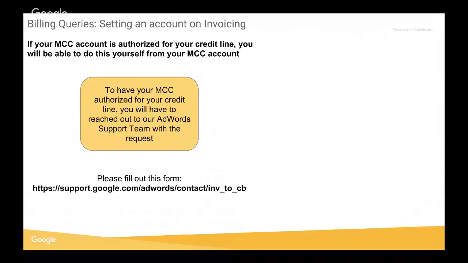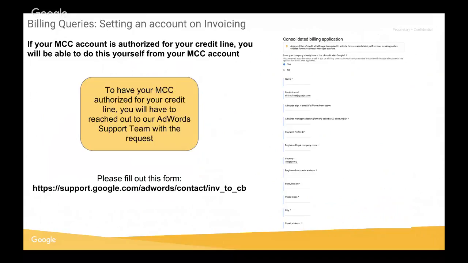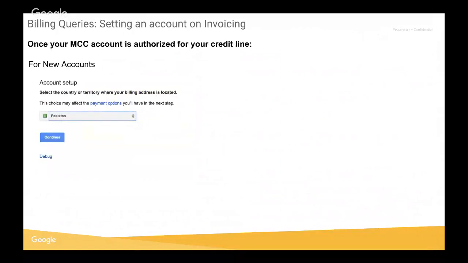In order to get the MCC authorized for your credit line, you will have to reach out to our AdWords support team with the request. You can fill out a form, as I've written out here, support.google.com/adwords/content/inv_2_CB. And this form will ask for some information, and just fill in the information and send it over to us, and we'll be able to fill that in.